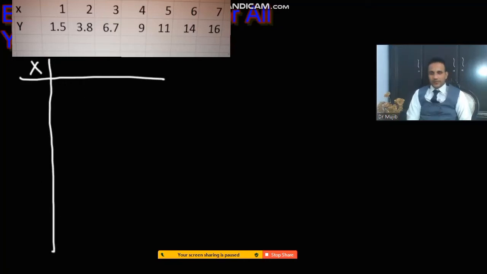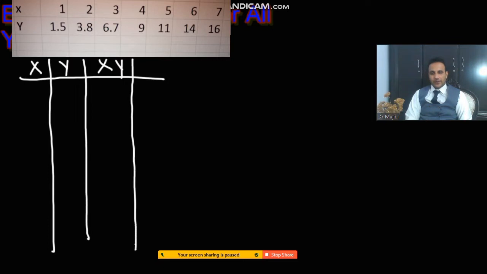In the table, you can see the value of x is 1 up to 7. Seven observations are given. The values of y are 1.5, 3.8 as well. So we have to make 4 columns. In the first column, we have to put the values of x. In the second, the values of y. And in the third, we have to calculate the values of xy.